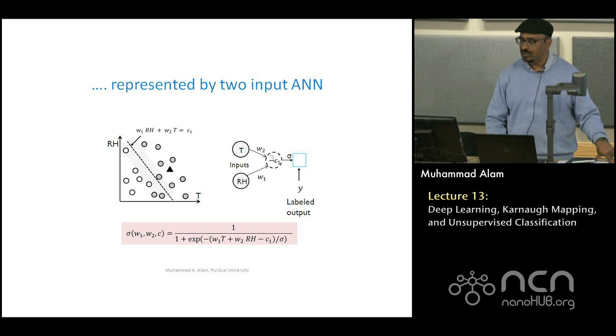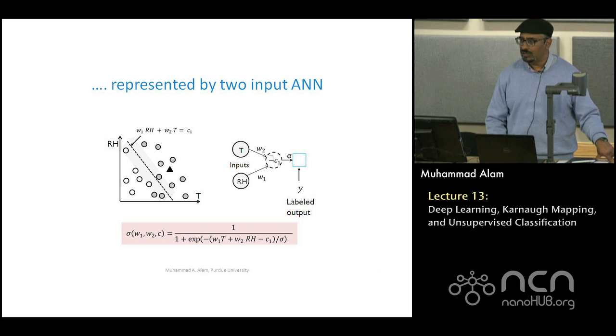And if somebody told you what that line is, then that line will be given by W1 RH + W2 T = C1. That's the equation of a straight line. And what you can do is take the temperature T and multiply with W2. Whatever the number of variables, you will have to put it in the input layer. So in this case, I have 2, so I'll put 2. If I had 39, then I'll put 39 bubbles here.